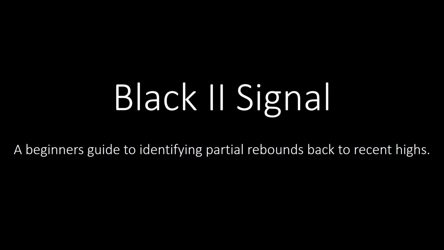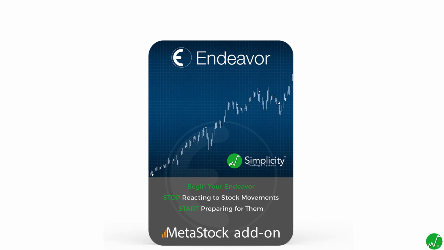Welcome to the Black 2 Signal tutorial, a beginner's guide to identifying partial rebounds back to recent highs. The Black 2 signal is just one of 7 signals offered in the Endeavor add-on for Metastock. When all the signals are used together, you'll be able to predict the future movements of your favorite securities.